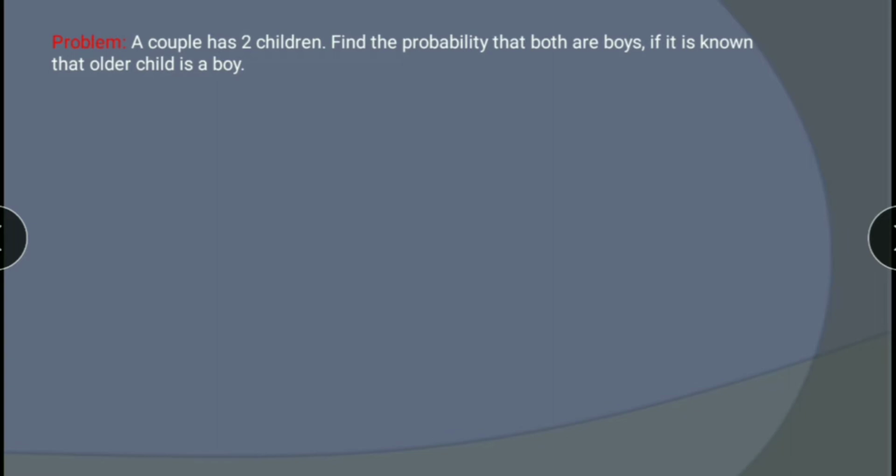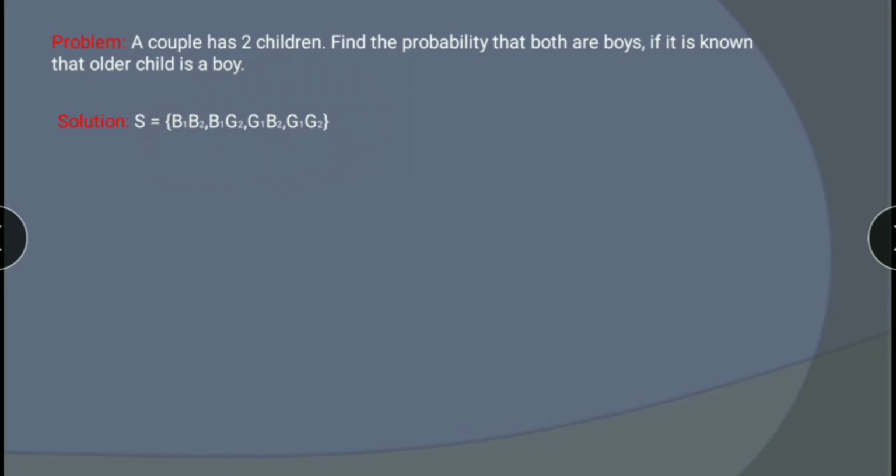A couple has two children. Find the probability that both are boys if it is known that older child is a boy. Okay, so we have to find the conditional probability that both are boys given that the first one, the older child, the first child is a boy. So the sample space will include these four things: first child boy, second child boy; first child boy, second child girl; first child girl, second child boy; and first child girl, second child girl. So this is the total sample space.